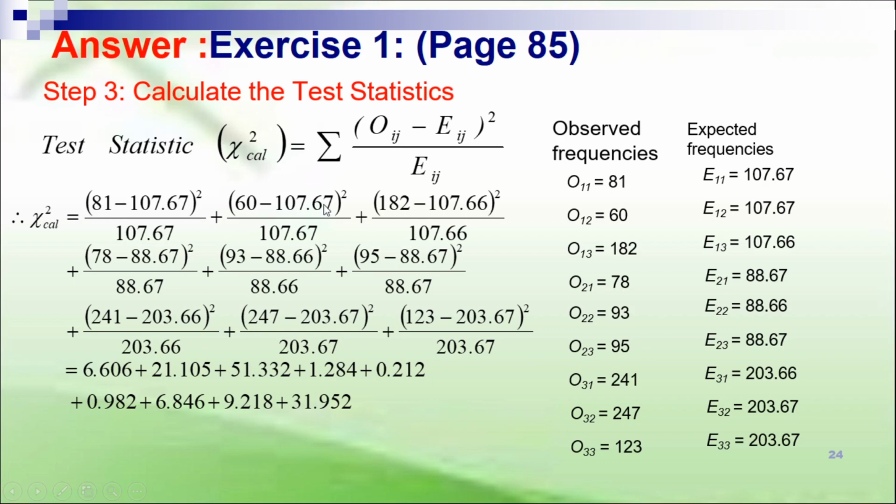I'm not going to explain one by one. I think you have an idea about this process, how to calculate the chi-square calculated value or test statistic value, and here the final answer is equal to 129.537. In general, if the chi-square calculated value is large, it gives an indication to reject H0.